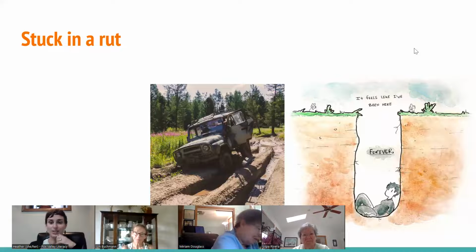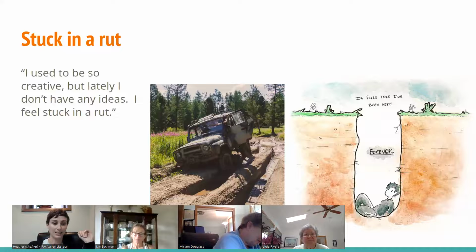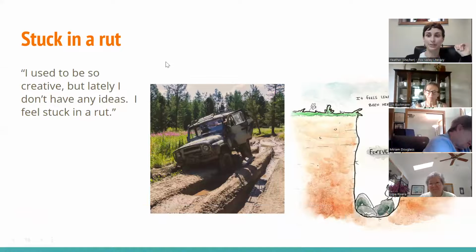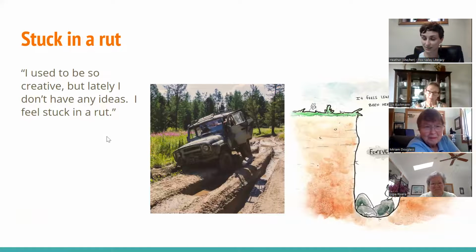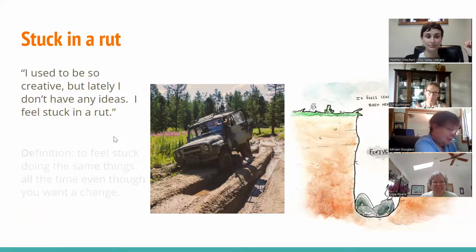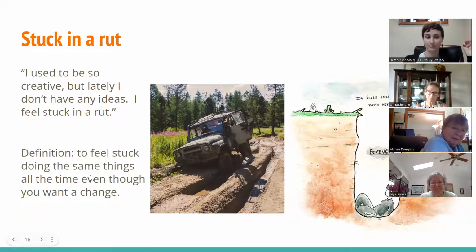So let's look at the second picture. What do you think stuck in a rut might mean? What's the second meaning of stuck in a rut? Right, and then your student will give you their ideas, and then you can teach them what it means. And then I like to give an example, use it in a sentence. So I used to be so creative, but lately I don't have any ideas. I feel stuck in a rut. And then the definition: doing the same things all the time, even though you want to change.